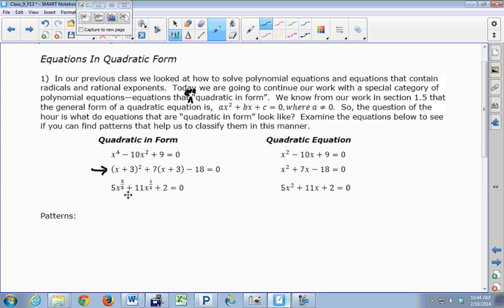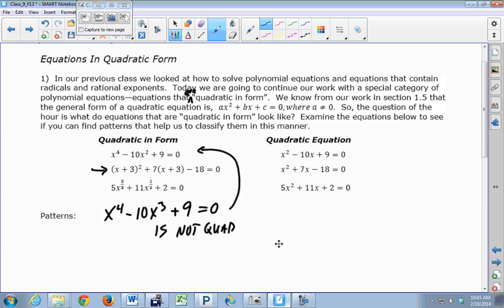So what is it about looking at these equations and then looking at a typical quadratic equation, whatever that means, but a quadratic equation that has all three terms? What is it that puts these in quadratic form? And I'll give you a hint. X to the 4th minus 10x cubed plus 9 equals 0 is not in quadratic form. So in other words, I made something almost like that one, and this is not quadratic in form.